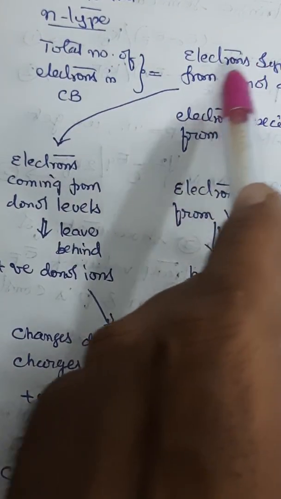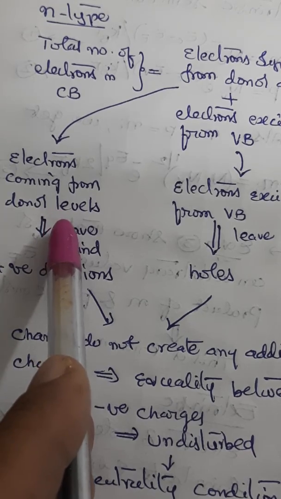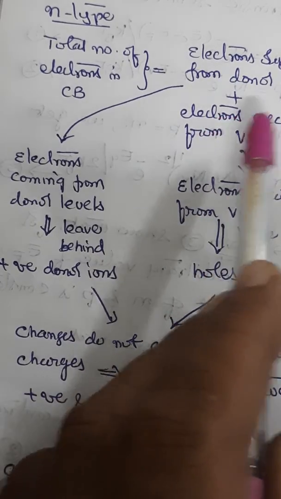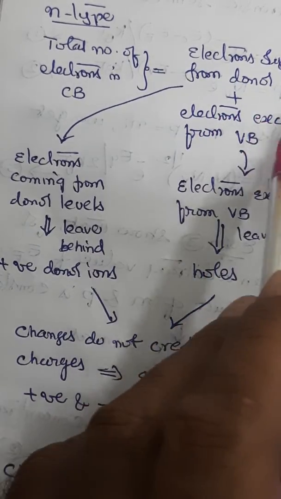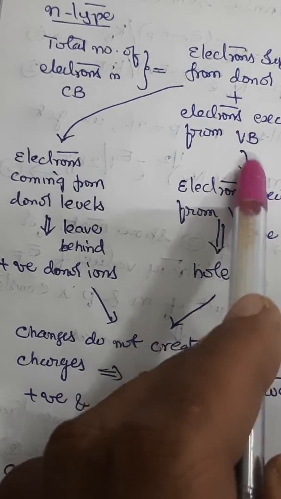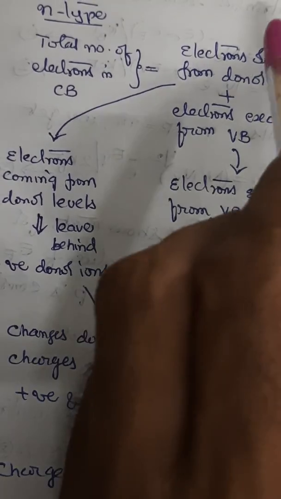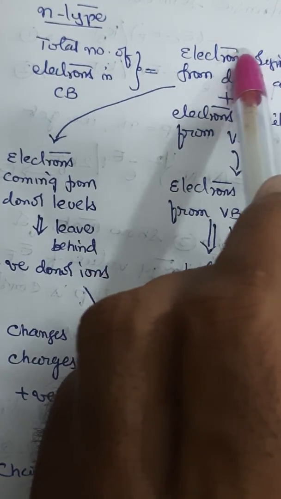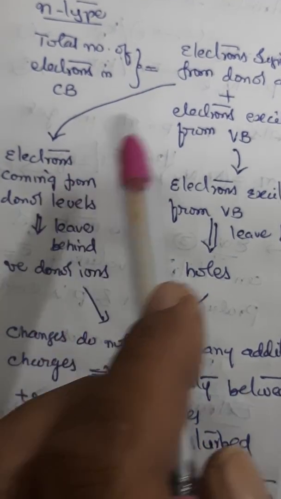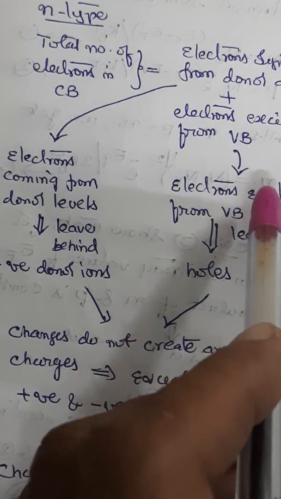That is, electrons coming from donor levels leave behind positive donor ions, while electrons excited from the valence band leave behind holes. So this is what we have to recap. Electrons coming from donor levels leave behind positive donor ions, whereas electrons excited from the valence band leave behind holes.